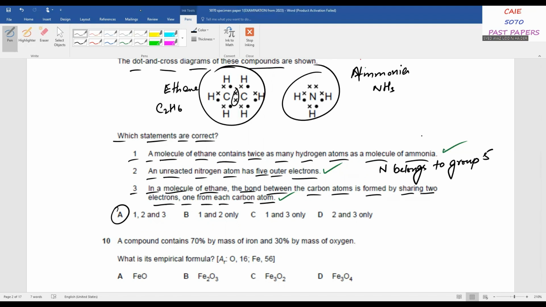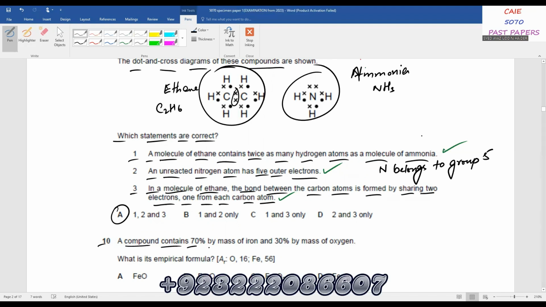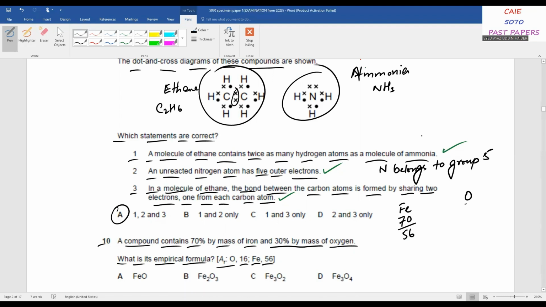Number 10. A compound contains 70% by mass of iron and 30% by mass of oxygen. What is its empirical formula? AR of oxygen is given, that is 16, and for Fe, it's 56. You know the method? Fe for iron, O for oxygen. Divide the percentage by their AR. Divide 70 by 56, and for oxygen, you will divide 30 by 16.